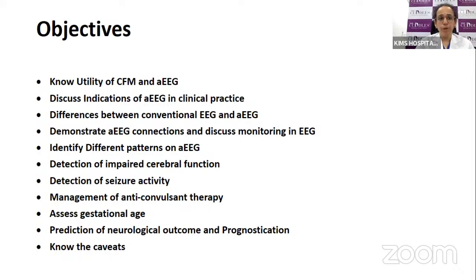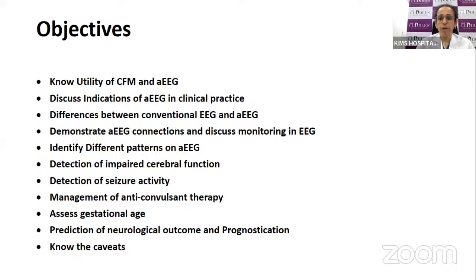So the objectives of today's presentation will be to know the utility of the CFM and aEEG machines and discuss their indications in clinical practice, to know the differences between the conventional EEG and amplitude integrated EEG, and to see the different connections of the aEEG machine and monitoring. Also we will discuss briefly what to do when the baby is on aEEG.